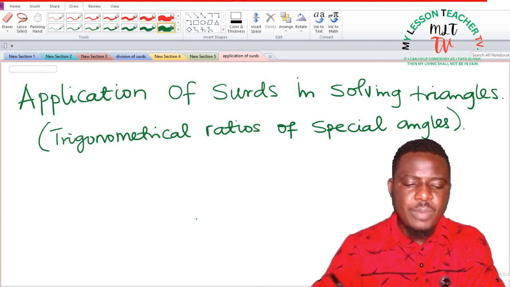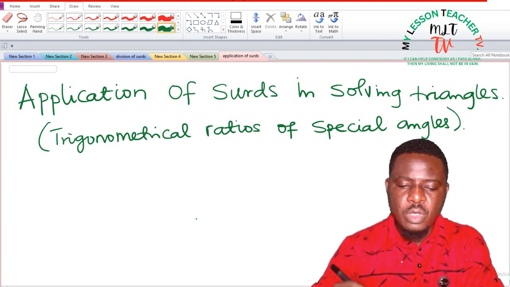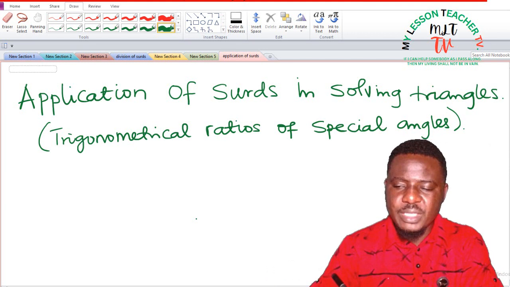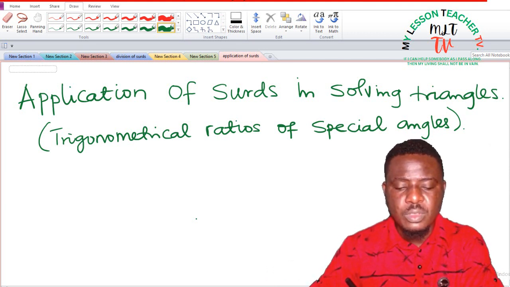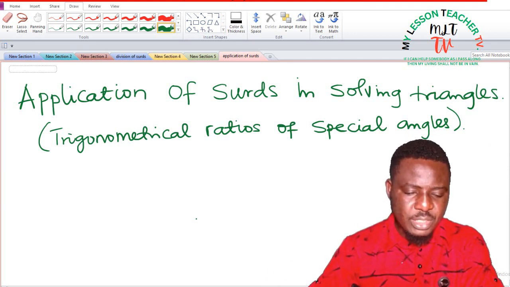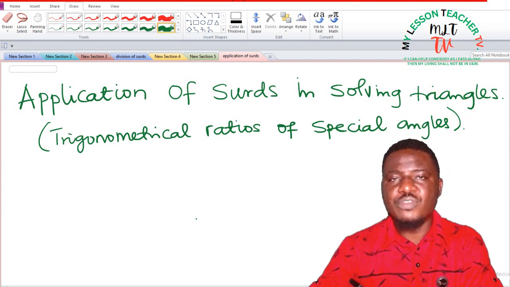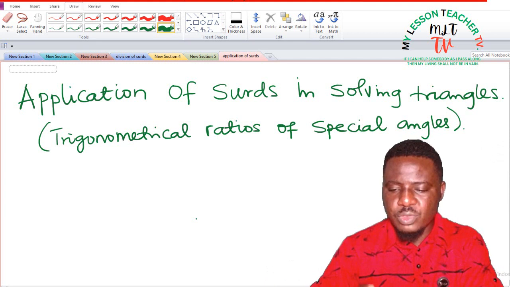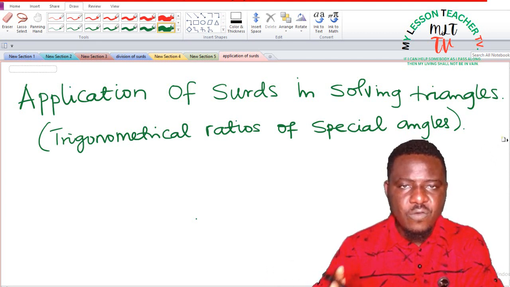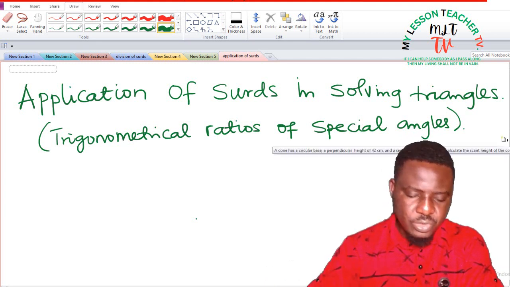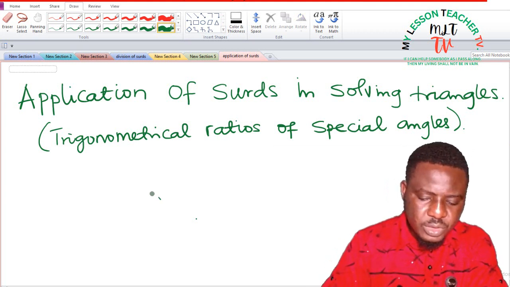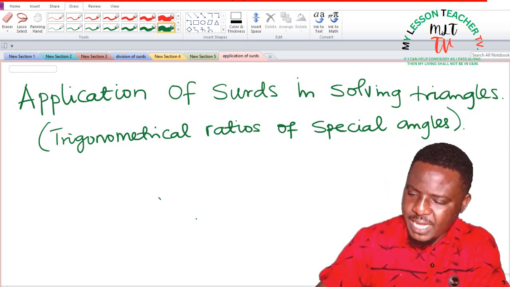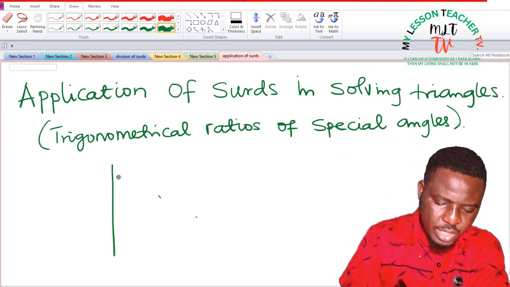In today's class, we shall be looking at the applications of SURDS in solving triangles, which can be said to be trigonometrical ratios of special angles. By special angles, I mean angles 30 degrees, 45 degrees, and 60 degrees. Now, let's consider a right angle triangle.